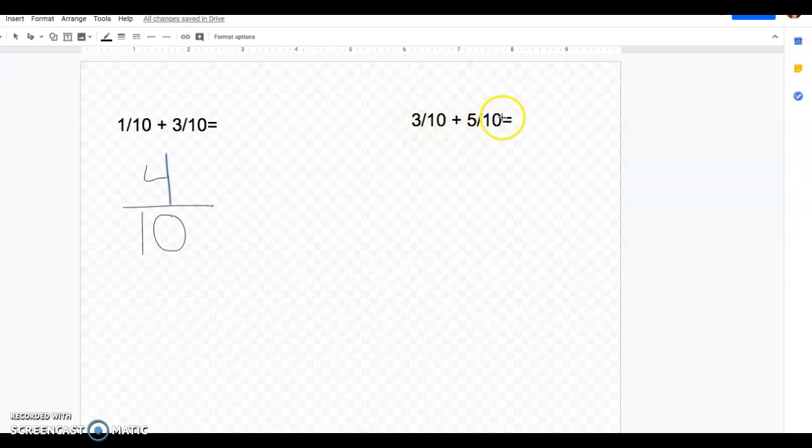Let's take a look at this one. 3/10 plus 5/10. Well, we know when we add fractions, we keep the denominators the same. We're dealing with tenth pieces, pieces that are 1/10 of a whole. That never changes, but the number of pieces, 3 plus 5, does change. If you add 3 pieces plus 5 pieces, you get the number 8. And so the answer here is 8/10.